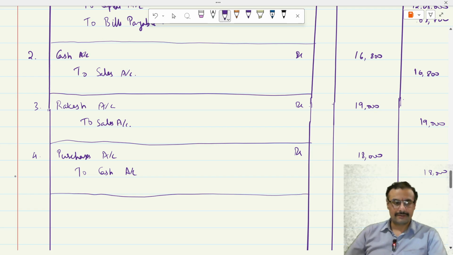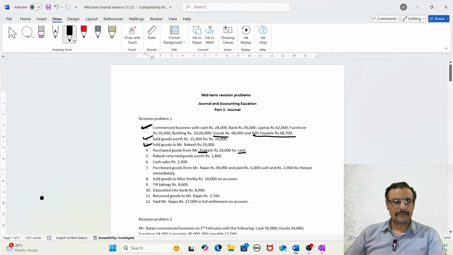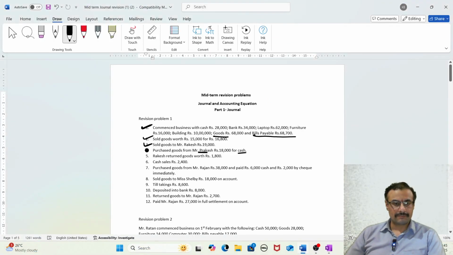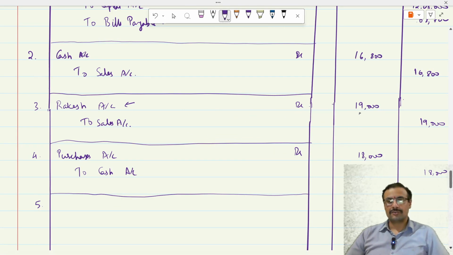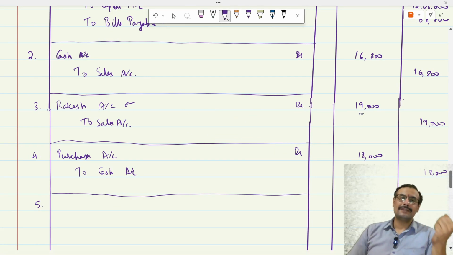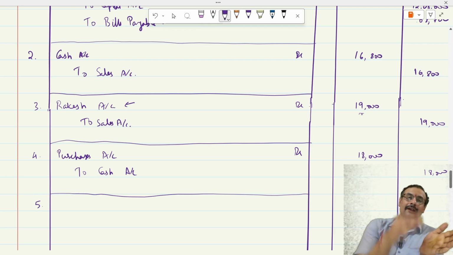Then the fifth transaction. Rakesh returned goods worth rupees 1,800. Now we had sold to Rakesh 19,000 worth of goods. Now that person is returning them. There may be something defective or something might have gone wrong. Whenever that person returns, it will reduce my income. So it is a loss.